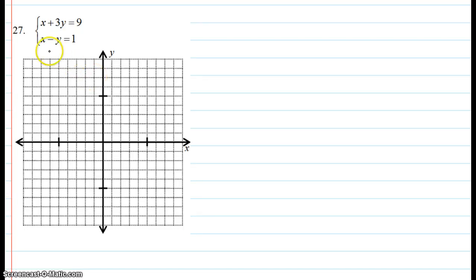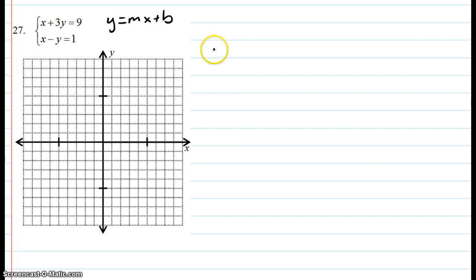Alright, as we look at 27, we're going to graph it. You'll notice that it's not in slope-intercept form, so they're not solved for y. You can still graph them even though they're not solved for y, but since we're looking for the point where the lines cross, we want to actually be able to carry out the slope.